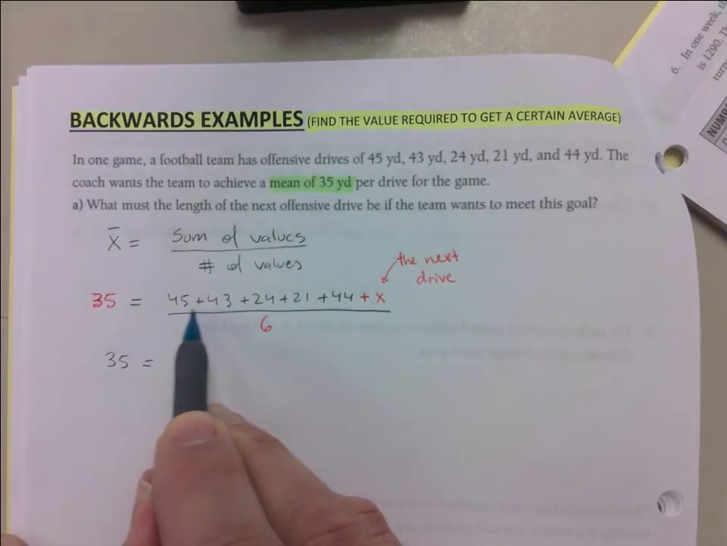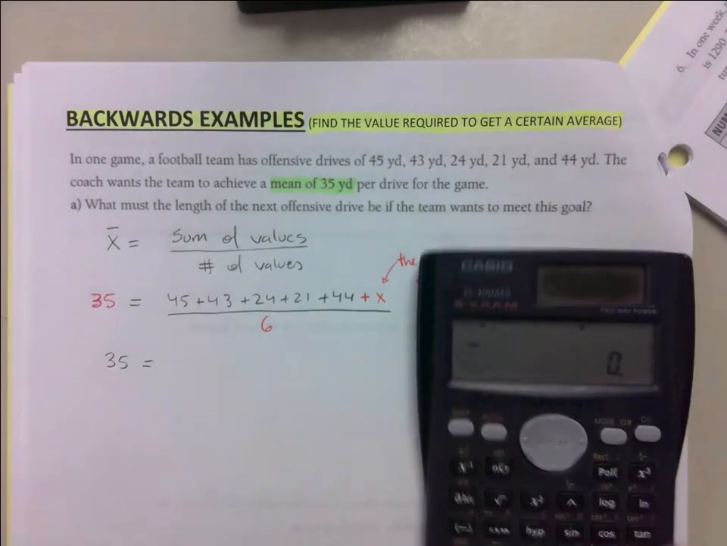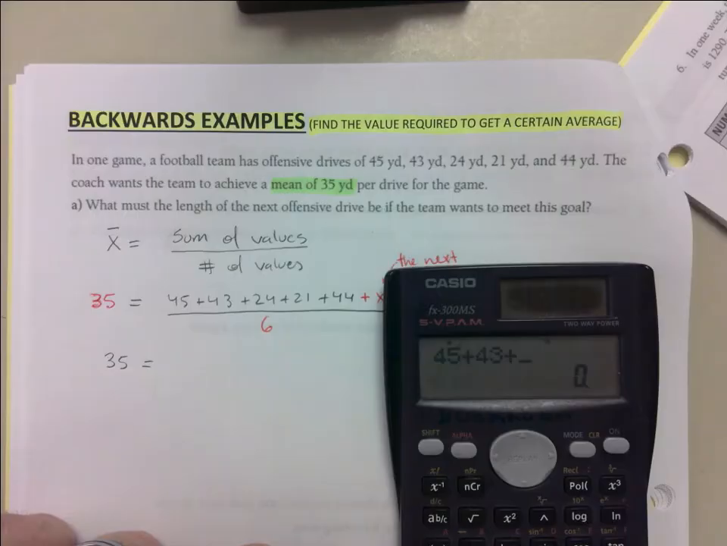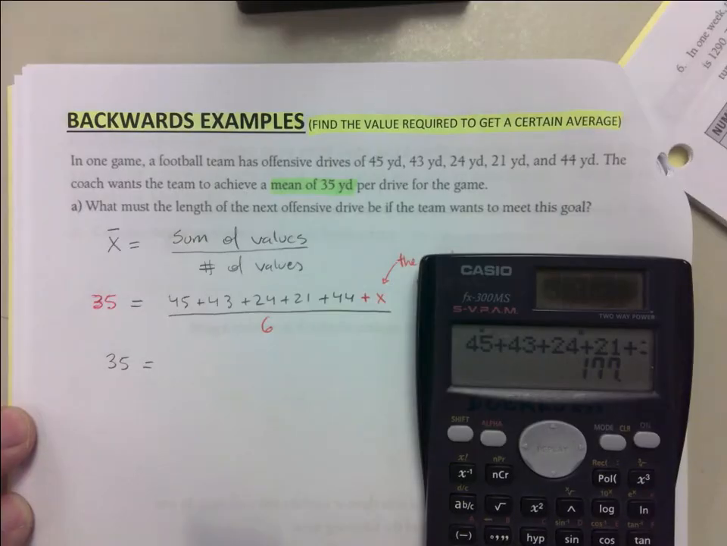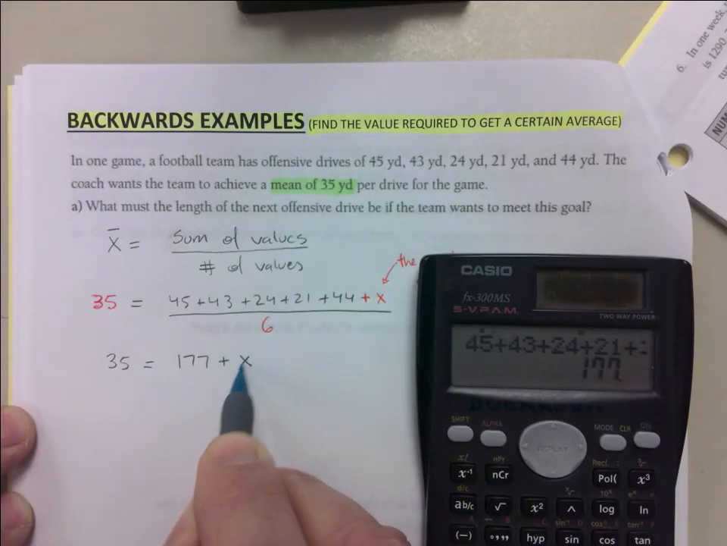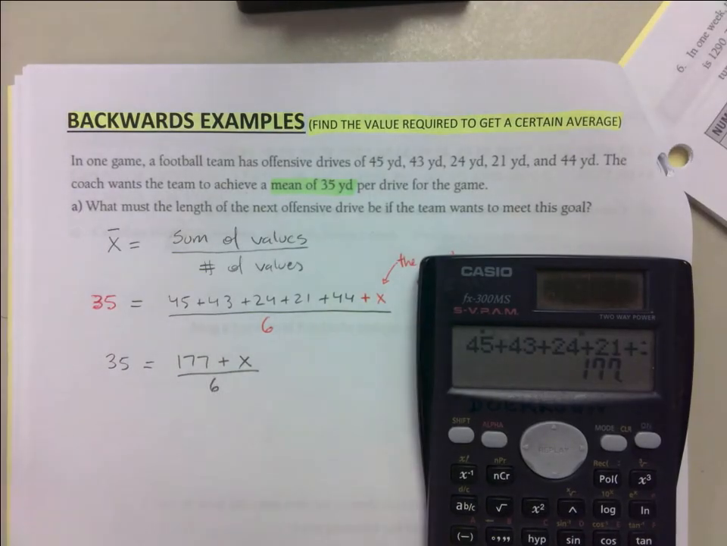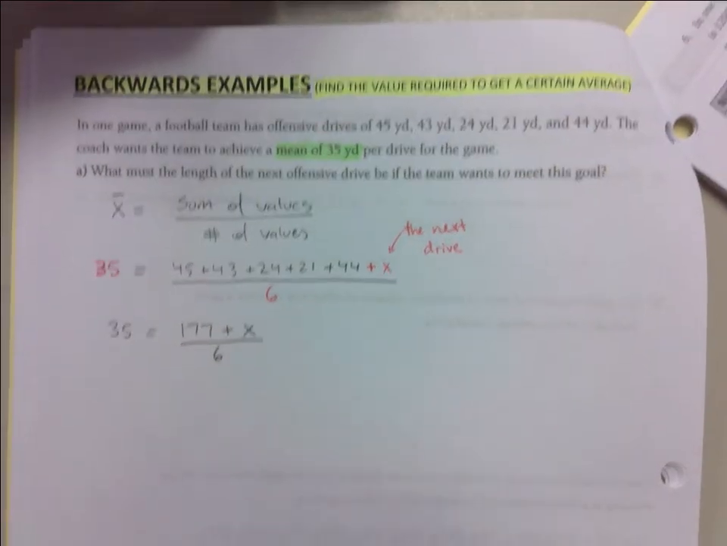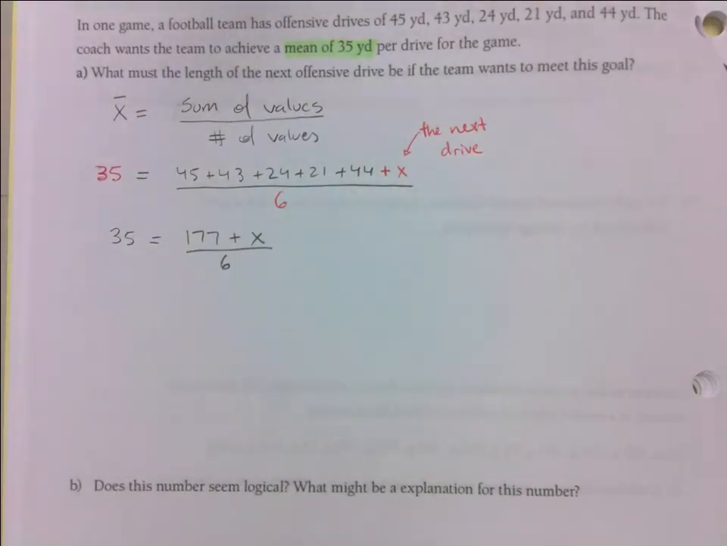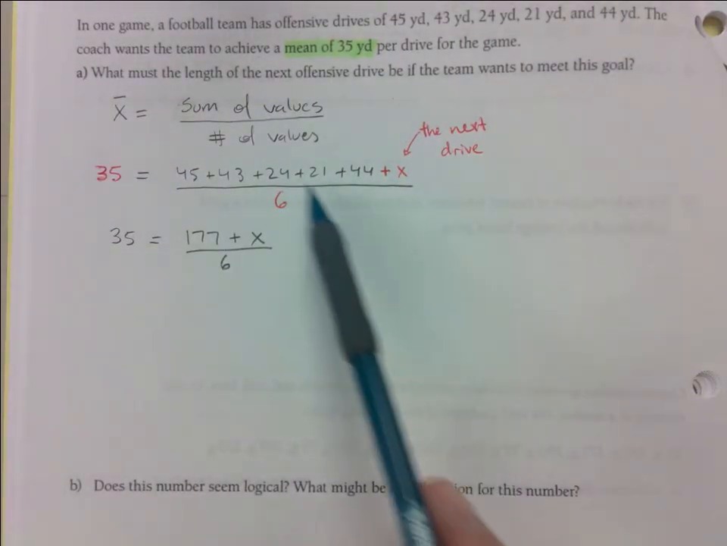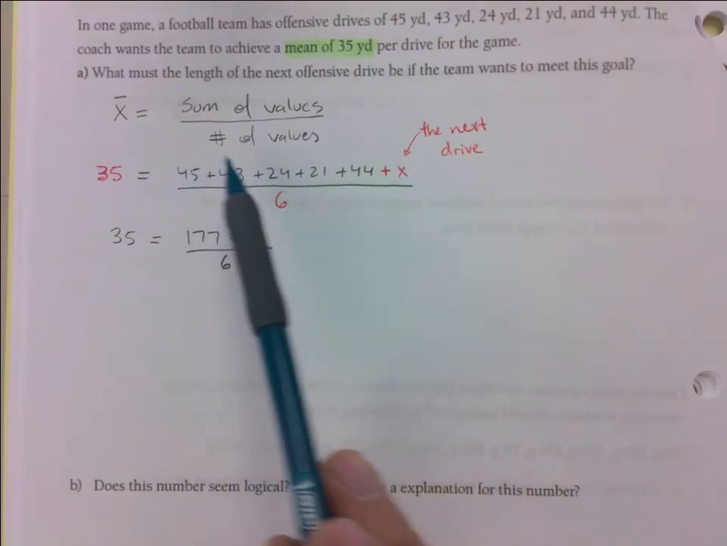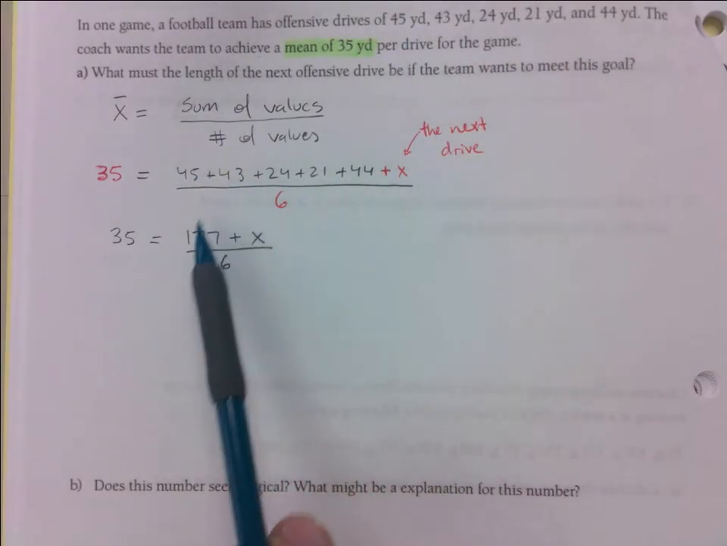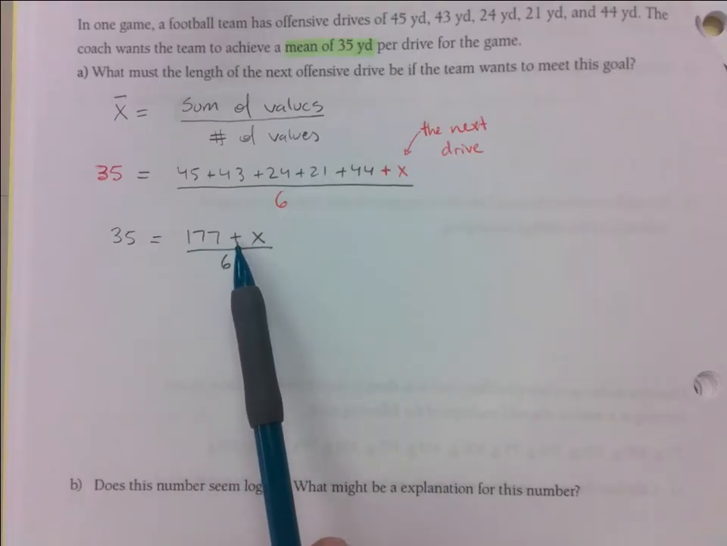35 is equal to, let's figure out what this is already. So you go 45, 43, 24, 21, 44. That adds up to 177 already, plus X, over 6. In my books, if you want to show work, you may skip this step right here and just look at the values you have, add them all up, and then just go plus X.